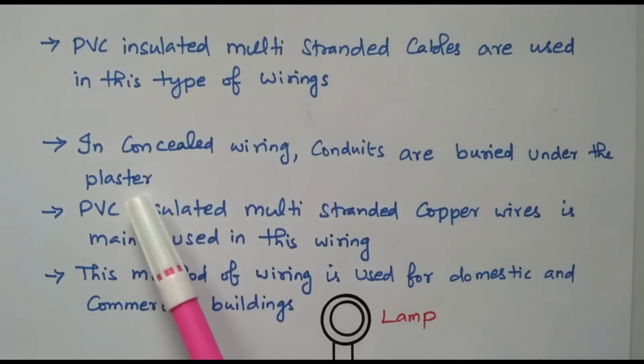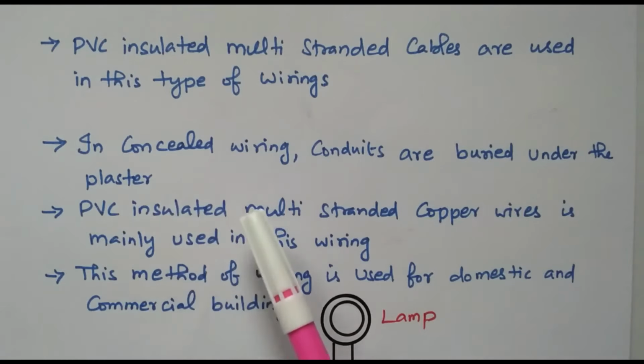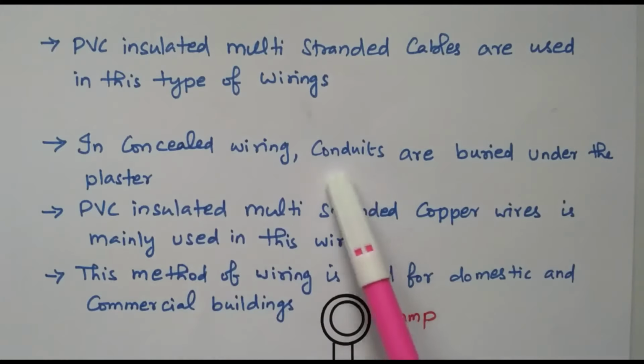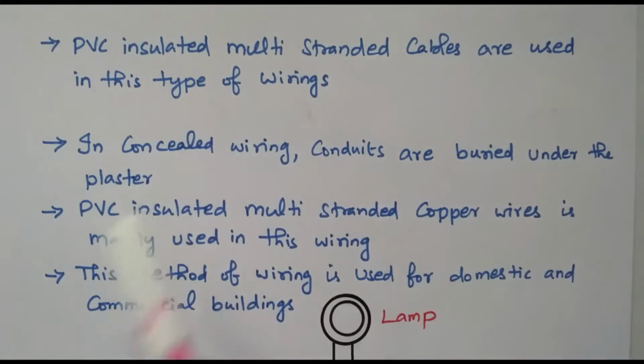Nowadays we are placing the PVC pipe inside the wall. Only the switchboard will appear. All the wirings are available inside the wall. Conduits are buried under the plaster. PVC insulated multi-stranded copper wire is mainly used for this wiring.